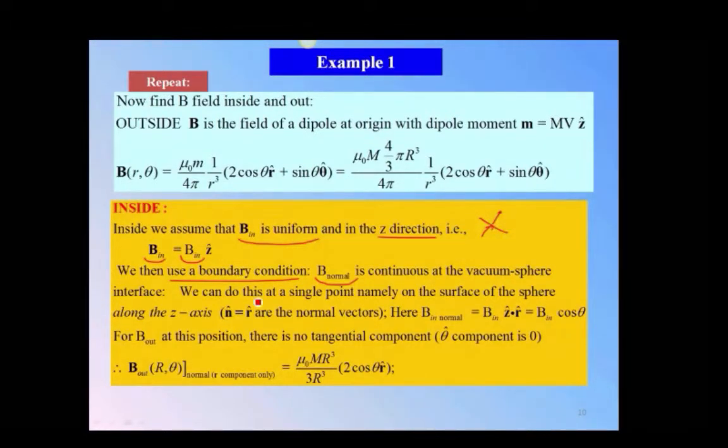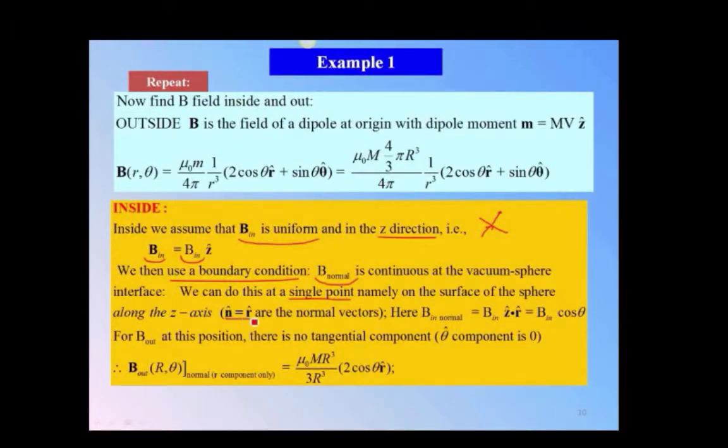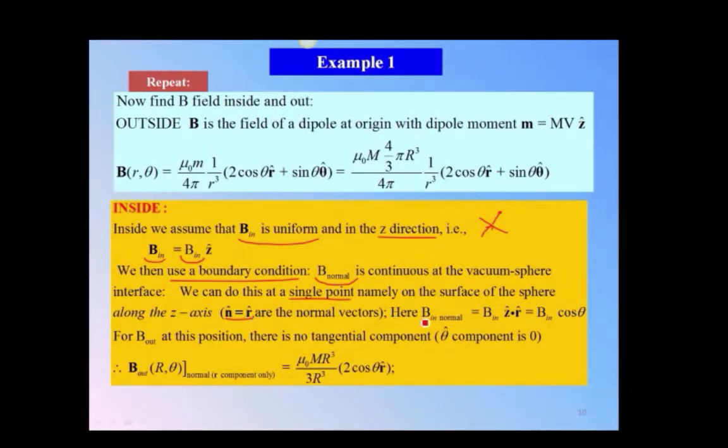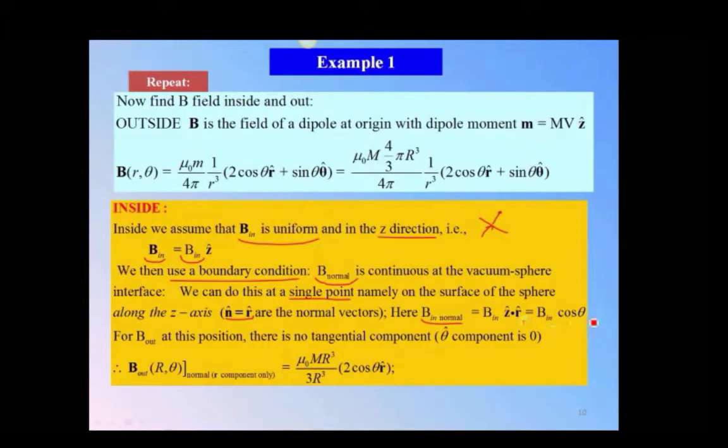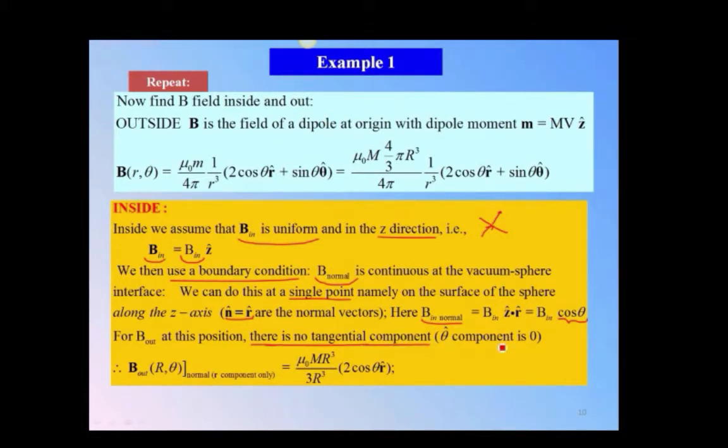So if that's the case, then we can do this at a single point, namely on the surface of the sphere along the z-axis. So in that case, our unit vector is just the radial vector, and those are normal. If you take our B in normal, that's basically equal to B in times z hat dot r hat, and that's B in cosine theta. Since we're along the z-axis, we could have just set that equal to 1, and I'll comment on that later. B out at this position, we know that for this geometry along the z-axis, there is no tangential component for the dipole. The theta component is equal to 0.